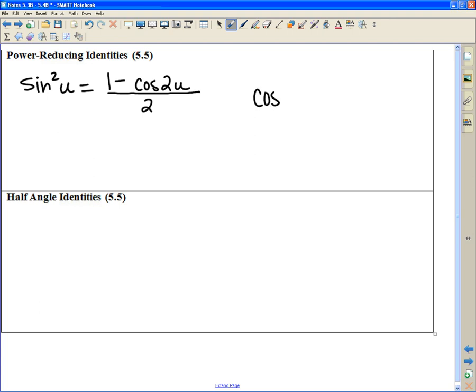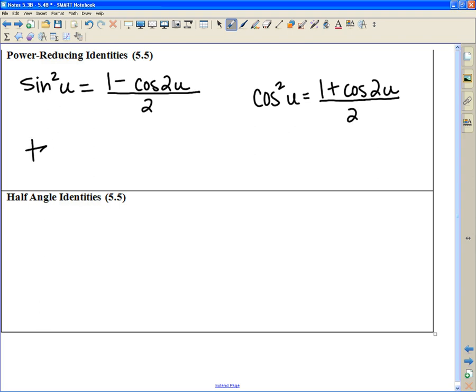These are identities that you might prove in your homework, or we might do in class together. Cosine squared, again, could be replaced with 1 minus sine squared. However, we'd still have an exponent of 2, so we're not going to use that. We're going to power reduce, and it would be 1 plus the cosine of 2u divided by 2.